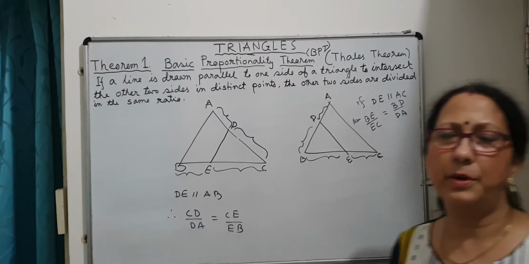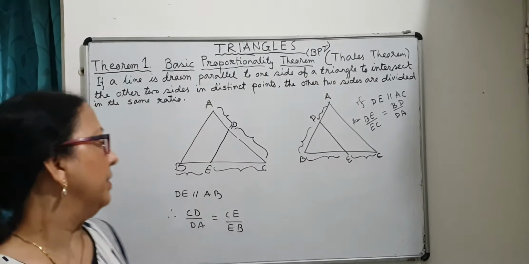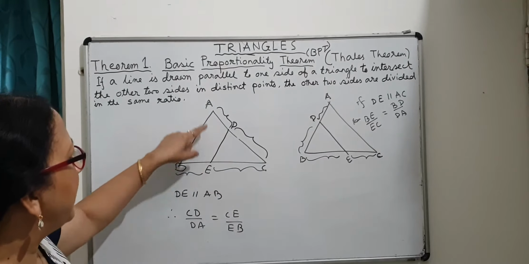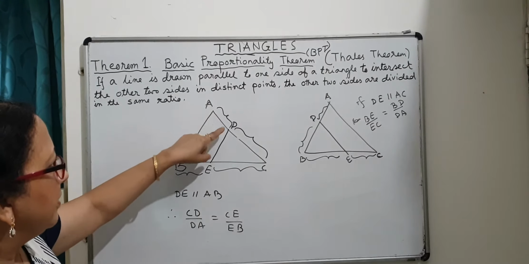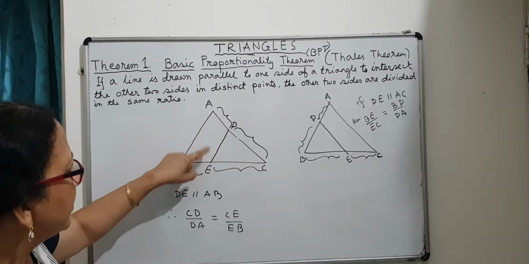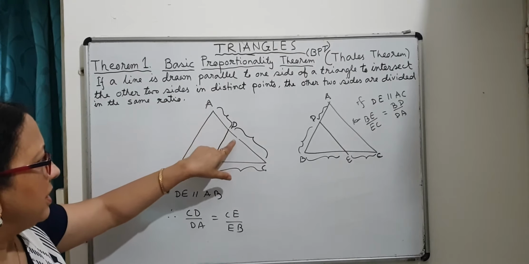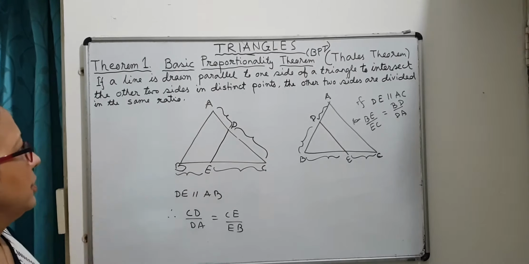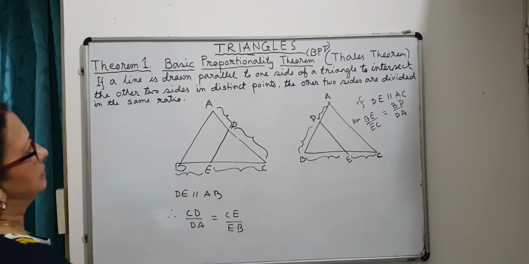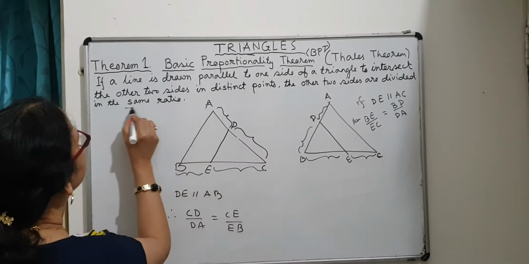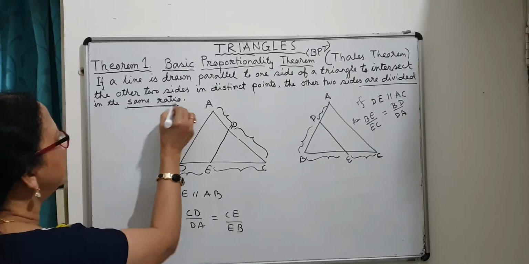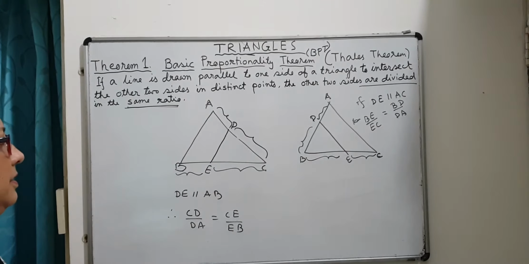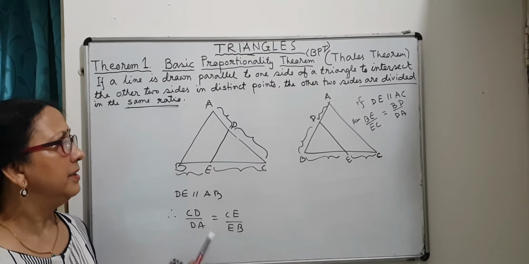So this is all about the basic proportionality theorem. That is, when a line is parallel to one side of a triangle, and dividing the other two sides in distinct points, the other two sides are divided in the same ratio. That is the thing. They are divided in the same ratio. Okay, so I think it's clear.